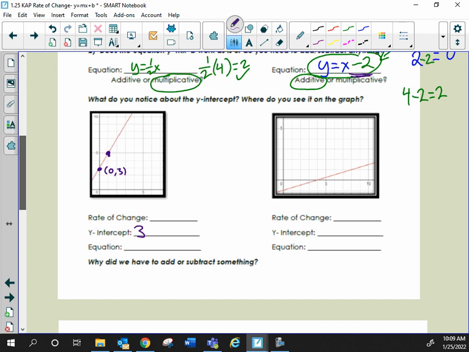That's at 1, 5. Again, it's not -5 because it's going up. That's just the grid line. We talked about that. Let's find that rate of change.